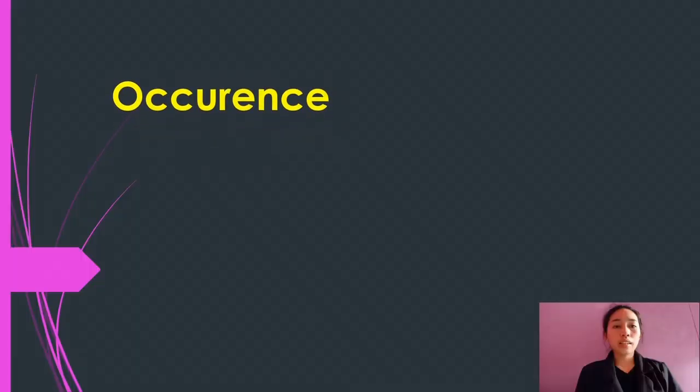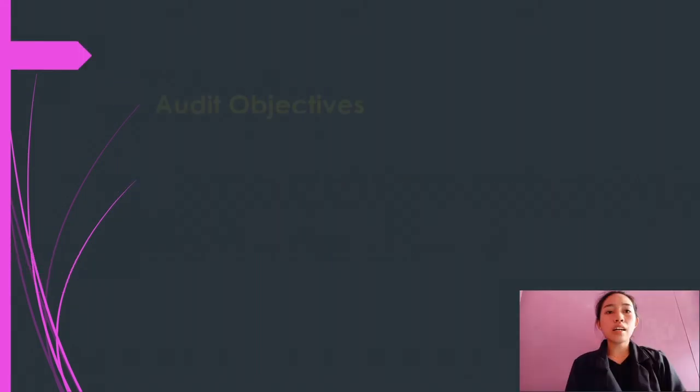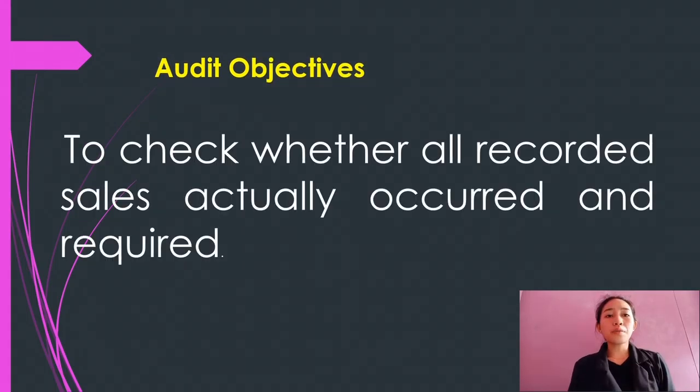Sales and collection cycle, and there are two things that we will discuss in this topic: the first is sales transaction and the second is cash receipt. The occurrence assertion is where all recorded sales actually occurred. The audit objective of this assertion is to check whether all recorded sales actually occurred.